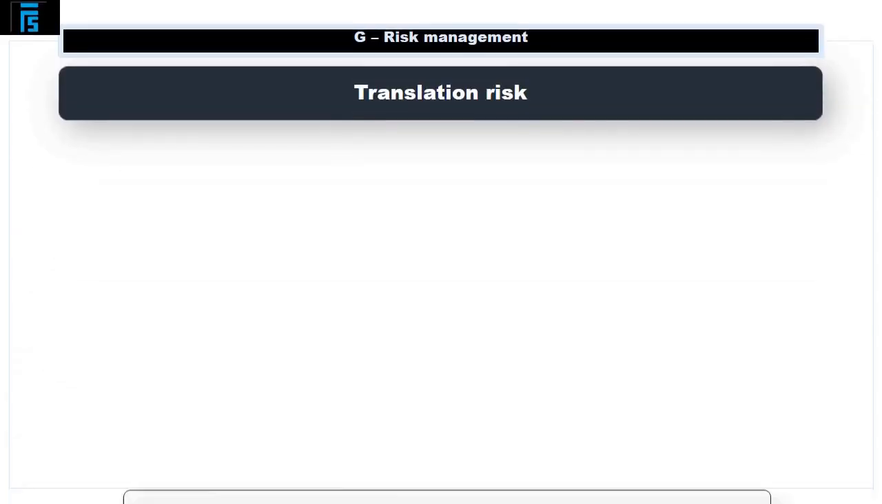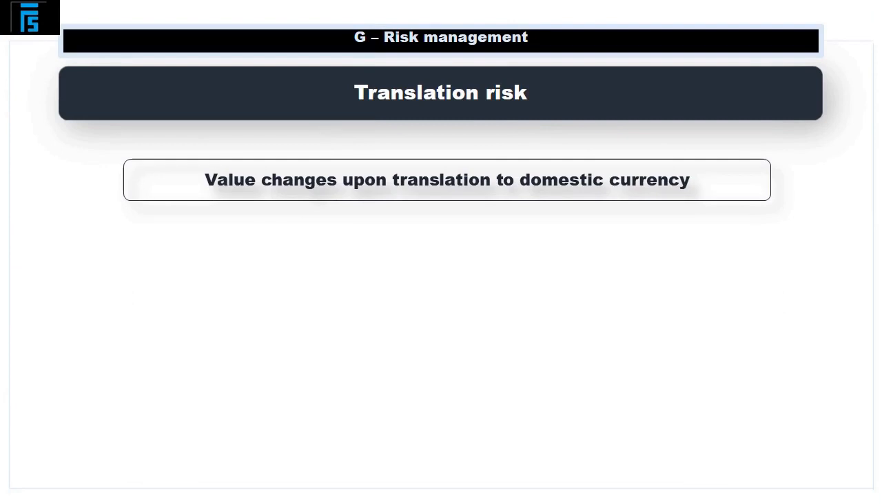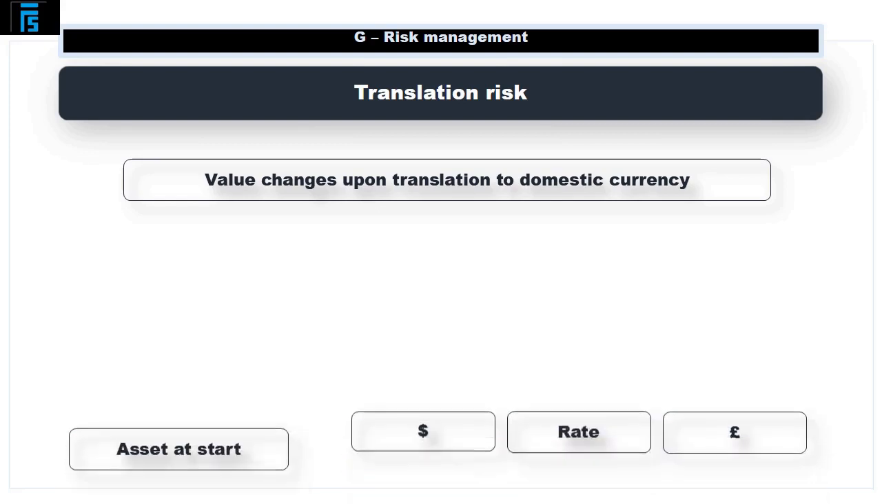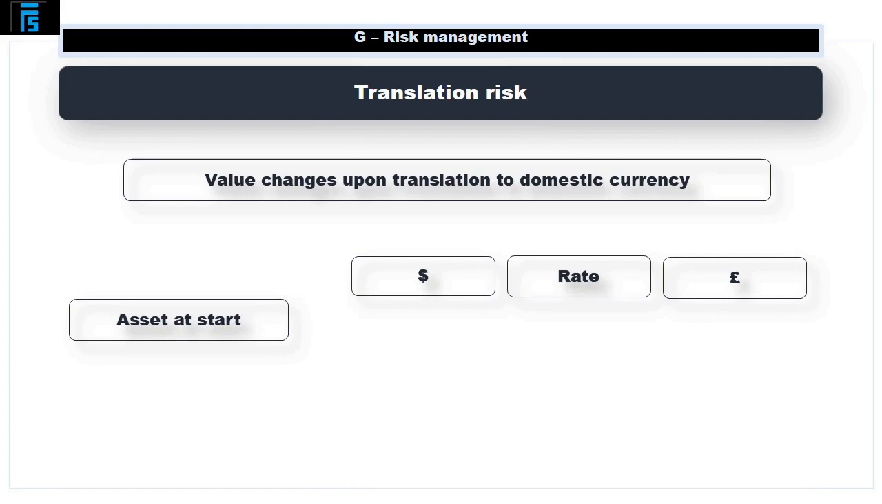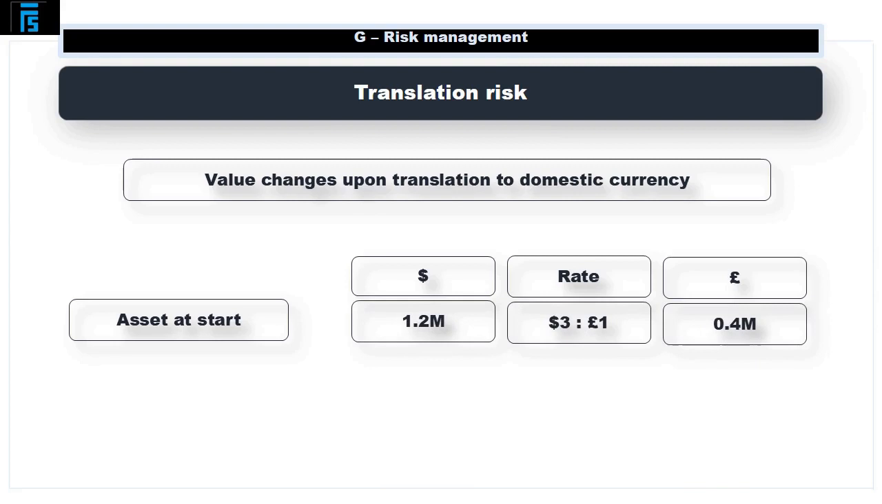Translation risk is the risk that the value of an overseas asset will change when the asset is translated into a company's domestic currency for inclusion in its accounts. For example, imagine you hold an asset worth $1.2 million. At the start of the year, when the exchange rate was $3 to the pound, the asset value in the UK accounts was £400,000, 1.2 million divided by 3.